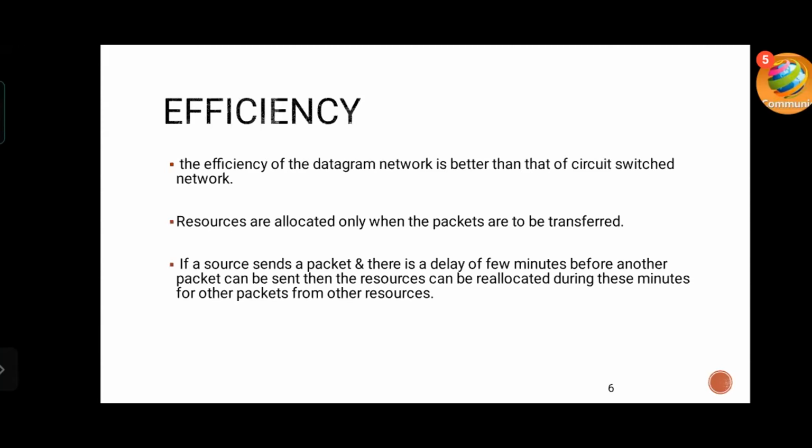Efficiency. The efficiency of the datagram network is better than that of a circuit-switched network. Resources are allocated only when the packets are to be transferred. If a source sends a packet and there is a delay of a few minutes before another packet can be sent, then the resources can be reallocated during these minutes for other packets from other sources.